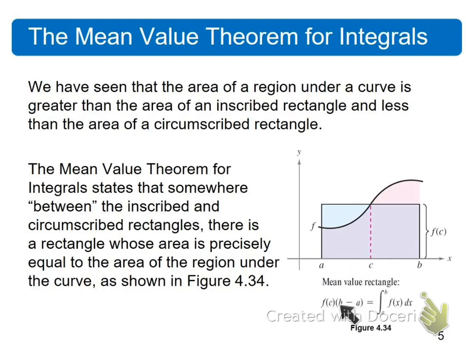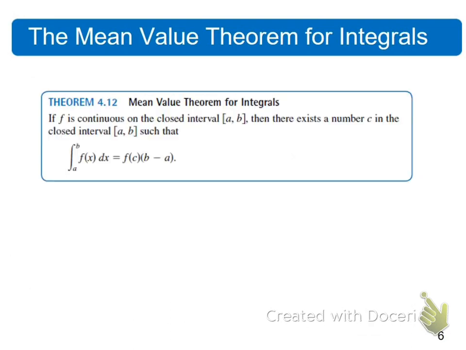So I want you to look at this. B minus A is my width of my rectangle. f of C is the height of my rectangle. It's somewhere along the curvature where this equals the integral from A to B of f of x dx. Okay? I'm going to give you the theorem here in a second, guys. That's this, the mean value theorem.